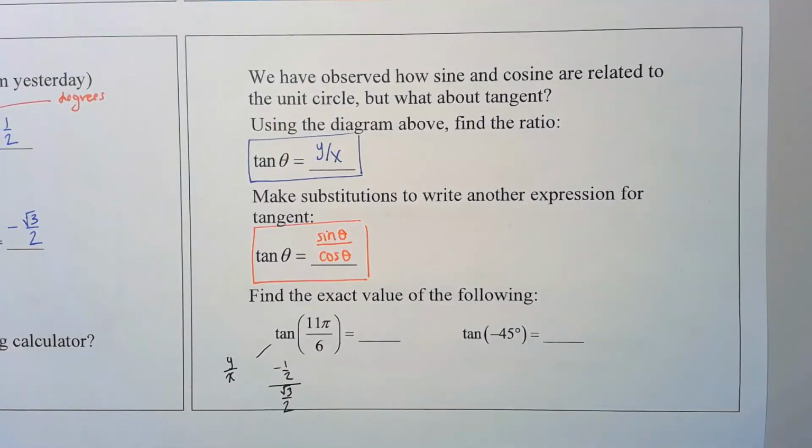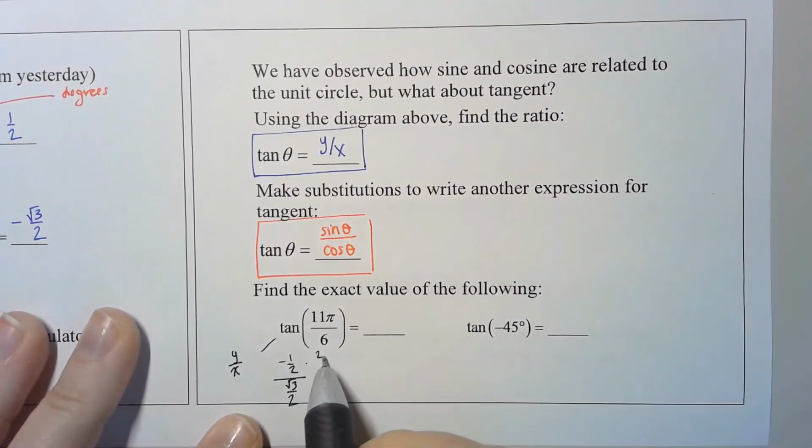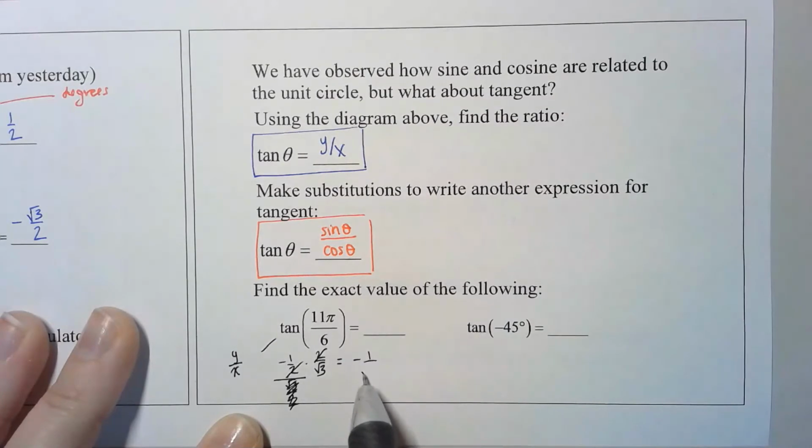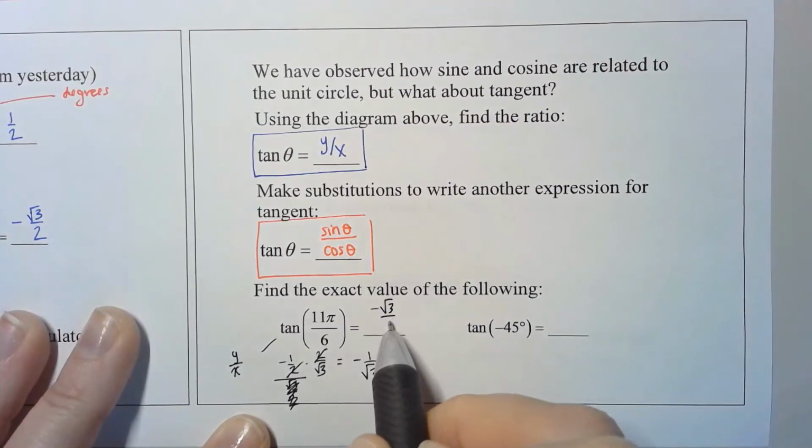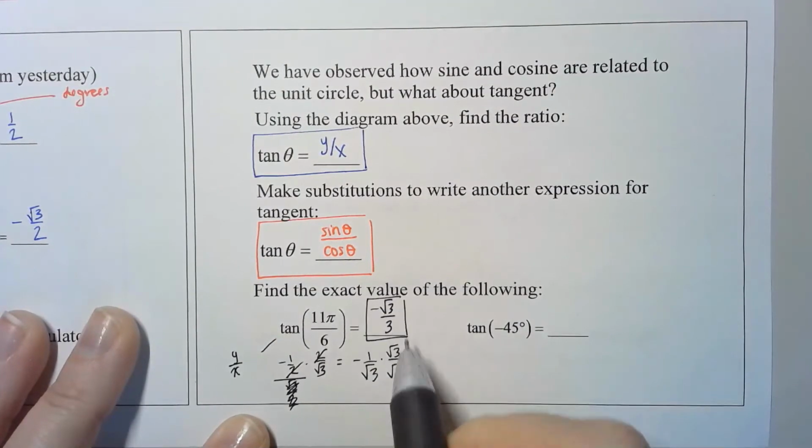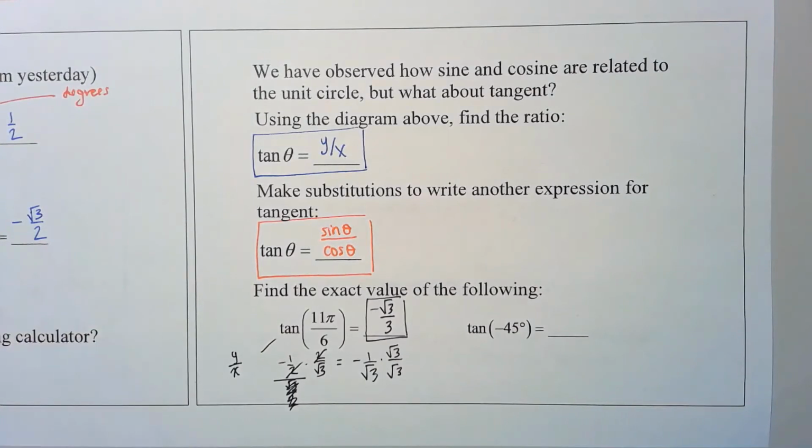I am dividing fractions, so let's flip and multiply. Cancel some 2's, and I'm left with negative 1 over radical 3. And if I rationalize this, and I believe we did this in our homework 3 times, if I rationalize this, I get negative radical 3 over 3. Okay. Good. Let's do the next one.